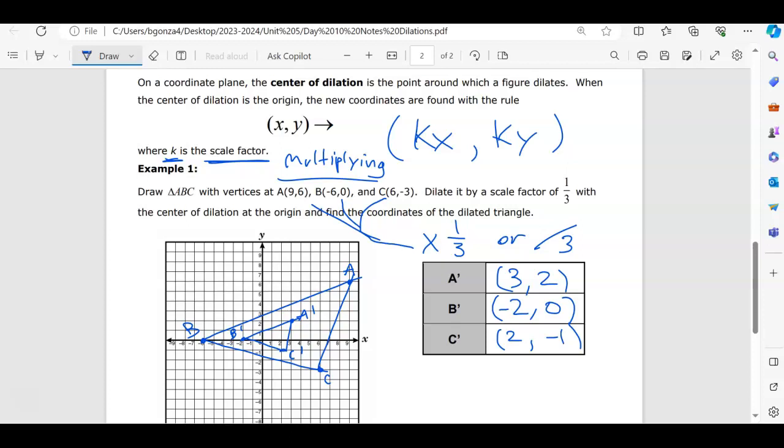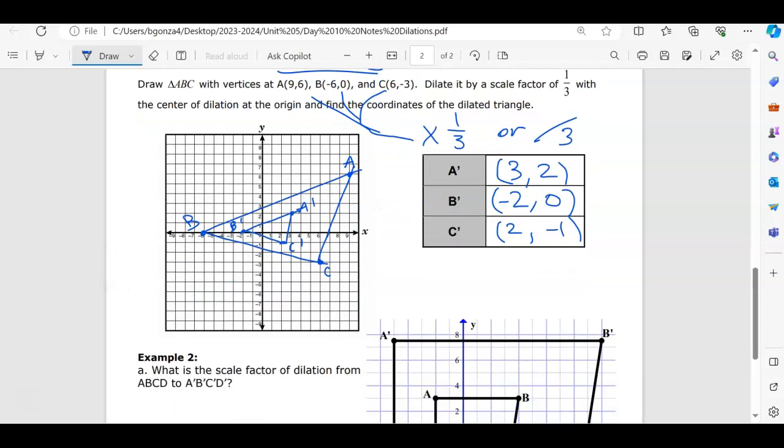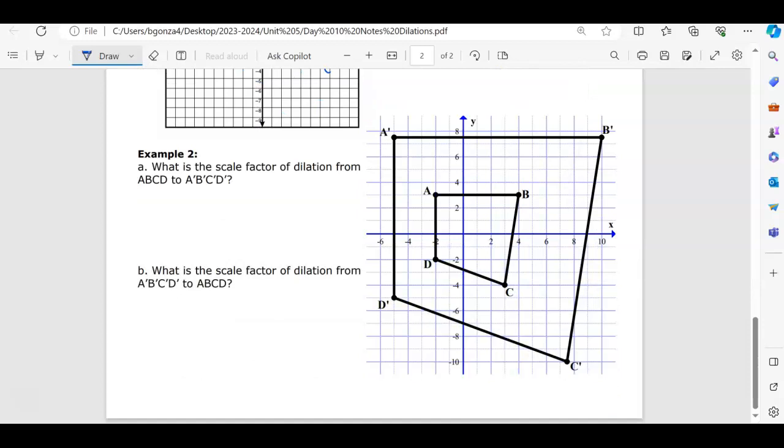Y'all ready for the last one? Everyone should have this down. The original times 1/3 is like dividing by 3 to get the new points. Plot the new points, okay? Does anyone still need this? Okay, last one, example 2.